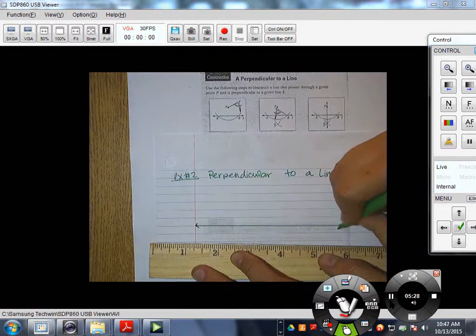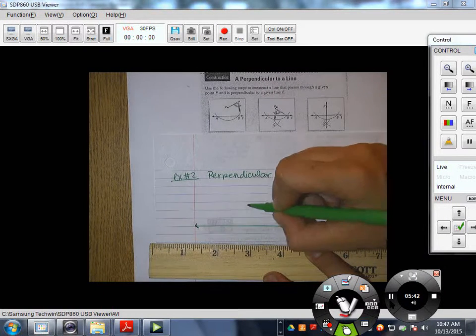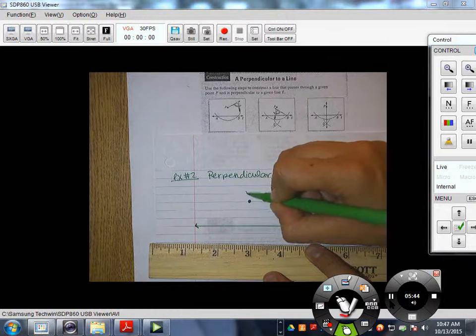Well, it doesn't have to be a segment. It could be a line. And then they'll either give you freedom or they won't. So they might say, draw something perpendicular to this line, and that's it. Or they'll say, draw something that's perpendicular to this line, and I would like it to go through this point.